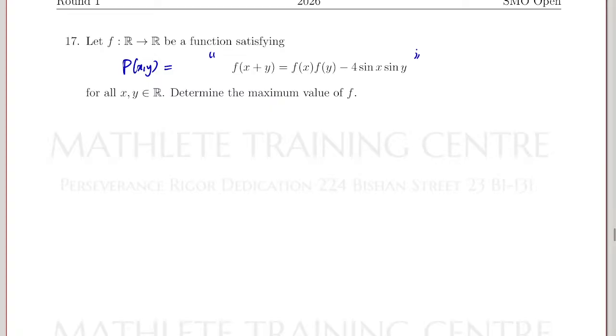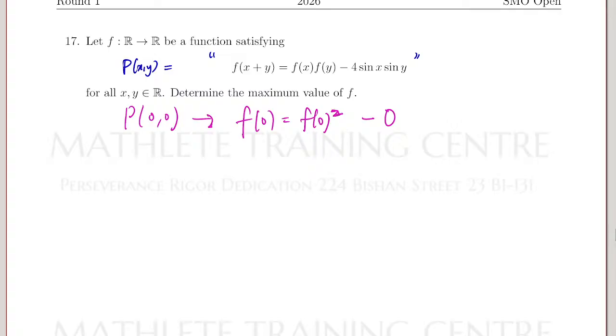And then now you can just put x and y as random values to see what happens. For example, if I want to find f0, which is one of the most basic things in functional equations, I can just put P(0,0). Actually, this is useless because I'm going to show you why. If I do P(0,0), the equation gives us f(0) equals f(0) squared minus 4 sine of 0 squared, which is 0.